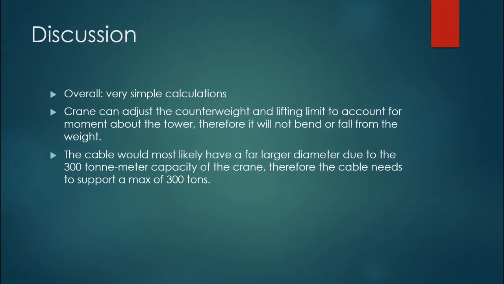So as far as this question goes, the calculations were pretty simplistic, with the answer being simply that the counterweight, the limit switch, and the adjustability of the weight make sure to cancel out any moment. Although it can be said that since the machine has a capacity of 300 ton meters, the cable would most likely need the ability to hold a maximum of 300 tons, rather than only 10,100 kilograms, just because that's obviously at a distance. It doesn't have to factor in the distance for itself.